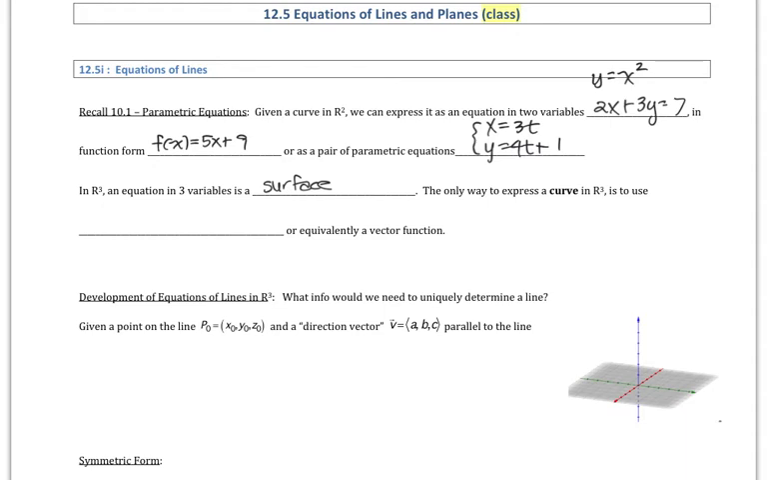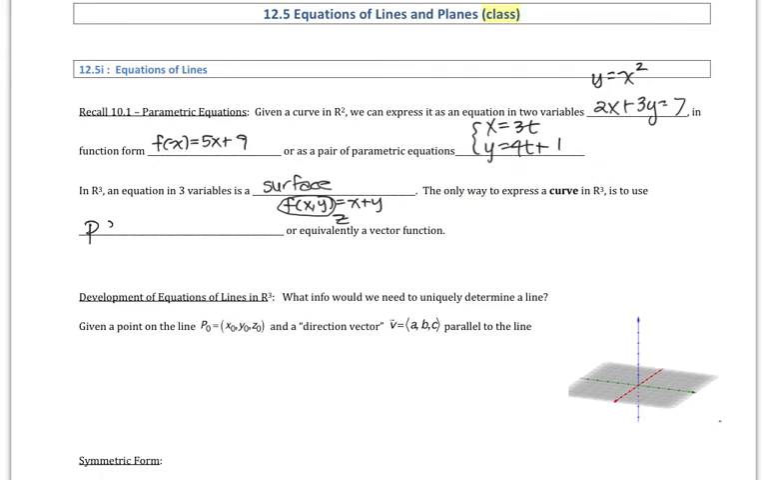But again, how are we going to do that in R3? If I try to do it in a single equation, that's a surface. And even if I tried to do it some sort of function notation, when we will get to this actually later, we would have to have f of x and y equals something. But that turns out to be a surface also, because this output is corresponding to a 3rd variable. So I can't express it as a single equation in 3 variables or as some sort of function. The only way to express a curve in R3 is parametrically.